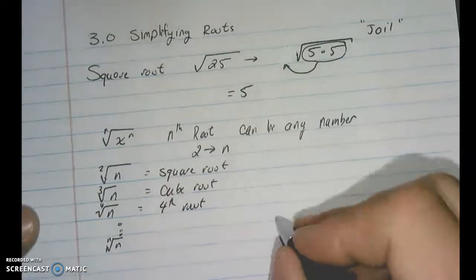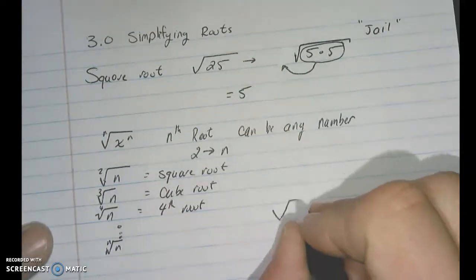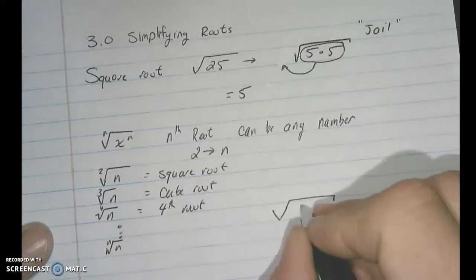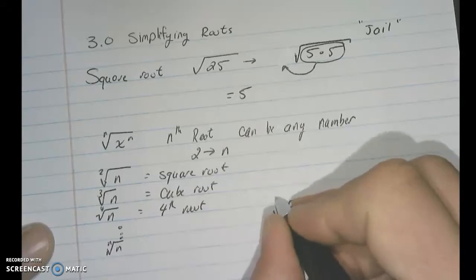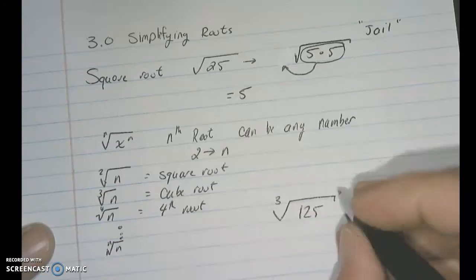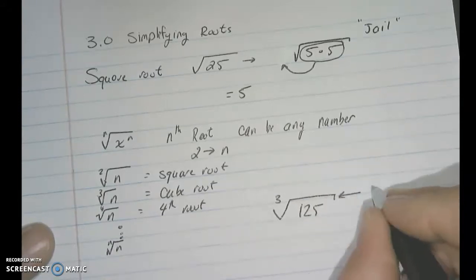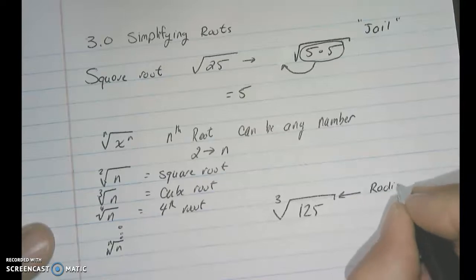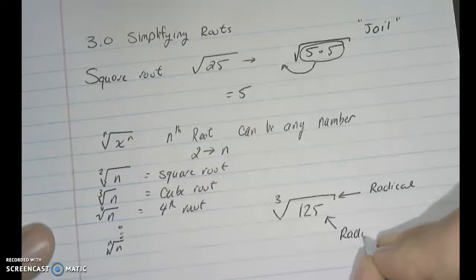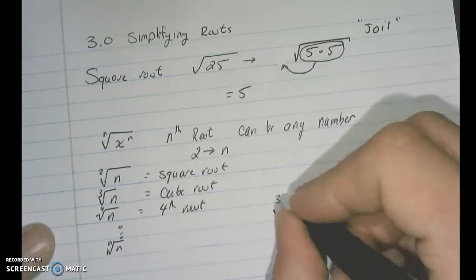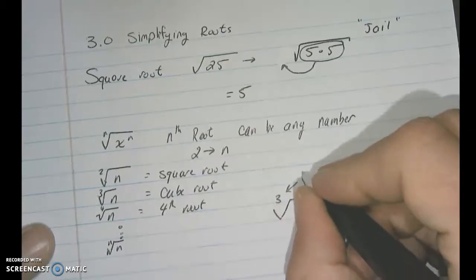All right. So make sure we got everything. So this guy right here is our radical. This is our radicand. Spell that right. And this is my index.